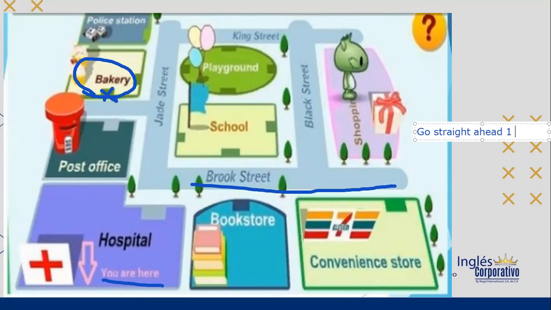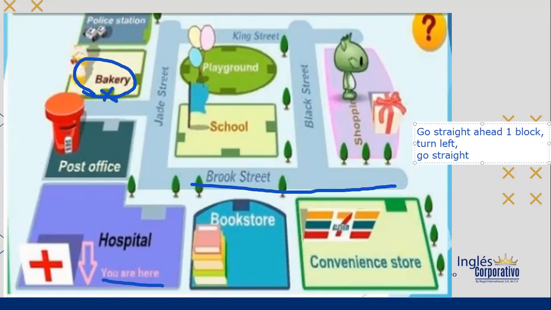One block, vea, porque solo es una cuadra, ¿verdad? Después, yo doblaría a la izquierda, vea. Entonces sería turn left. Después, yo doblaría a la derecha. Eso sería, no, porque ahí tiene una media cuadra. Entonces sería go straight. In front of post office.